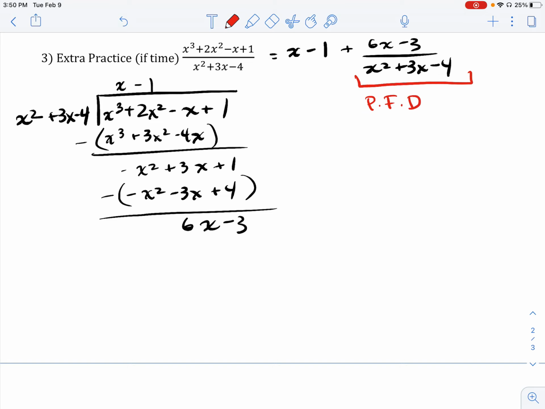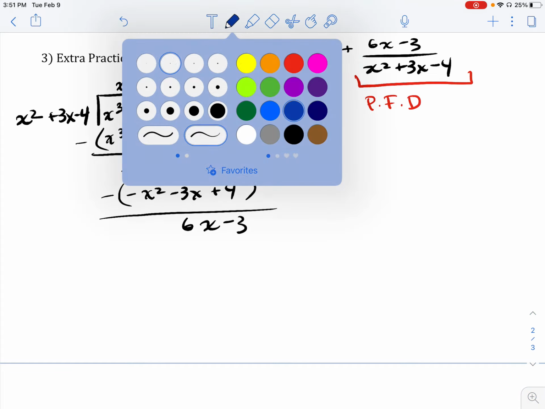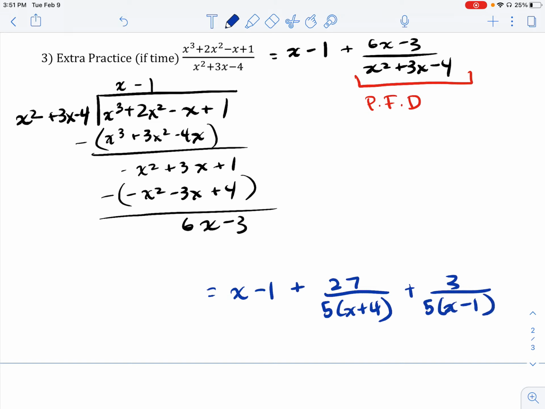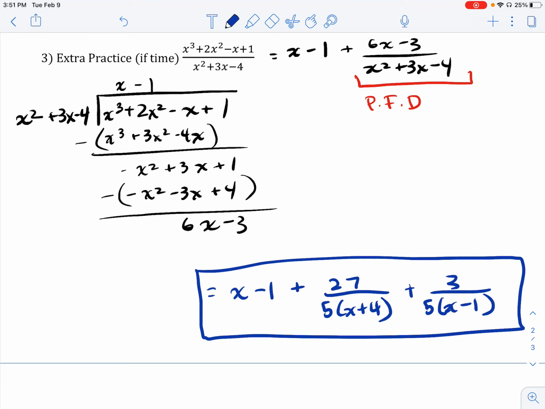So you're going to do the partial fraction decomposition to this only. And this isn't too bad. This is actually on par with some of the easier ones we'll do in this section. But just to give you a sense, your final answer should look like the following. We should still have that x minus 1 as our answer. But once we have done our partial fraction decomposition to this part, you should get 27 over 5 times x plus 4 plus 3 over 5 times x minus 1. So try that problem on your own and check your answer with what I have here, but this is hopefully what you get.